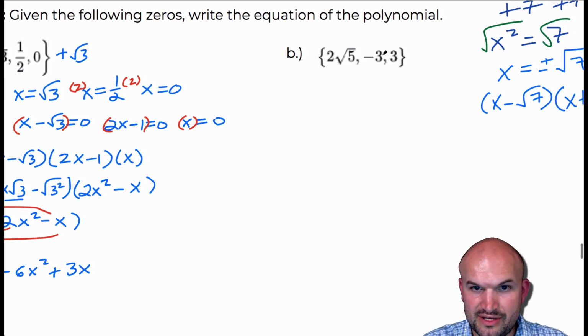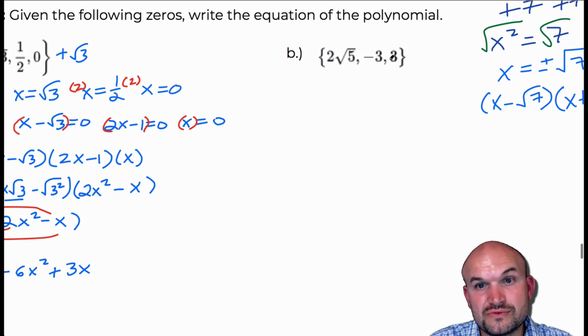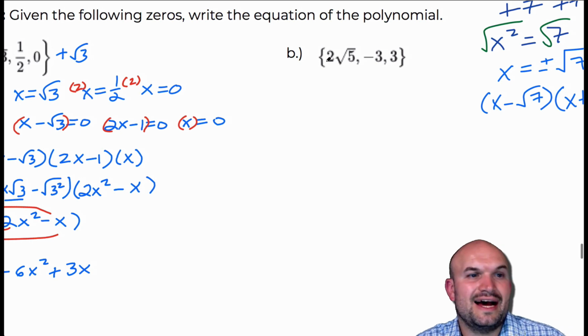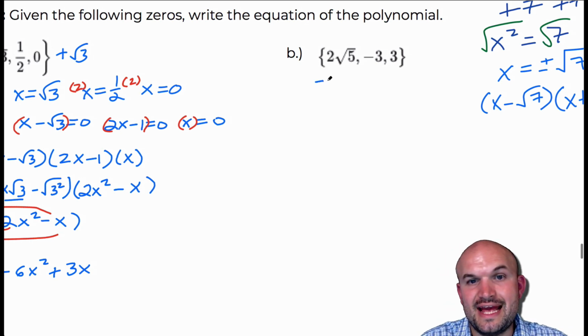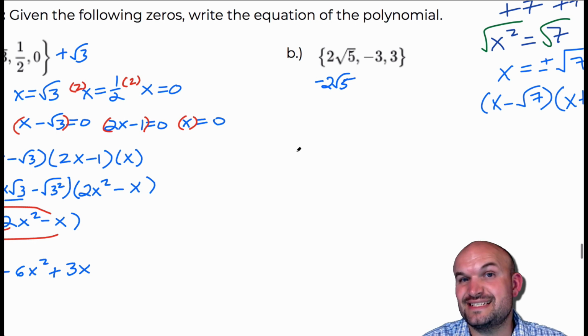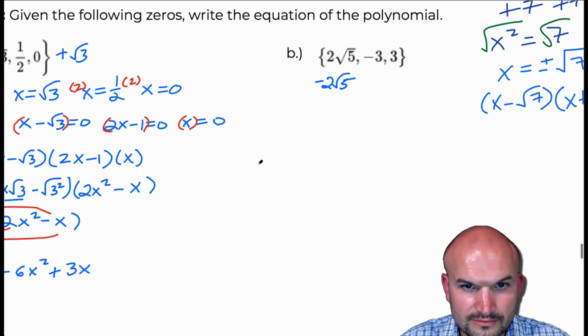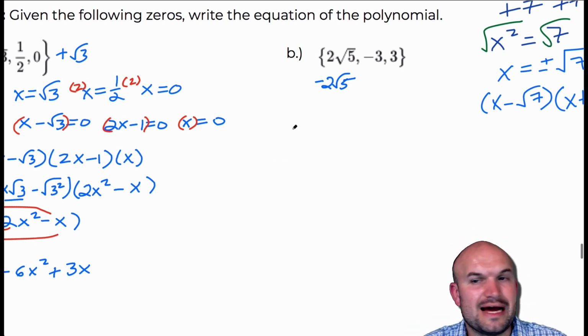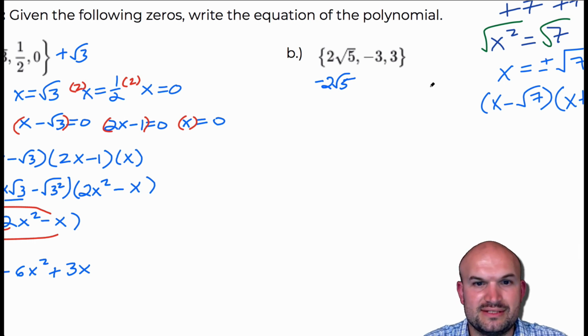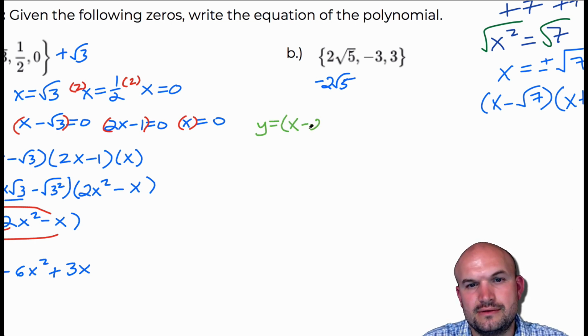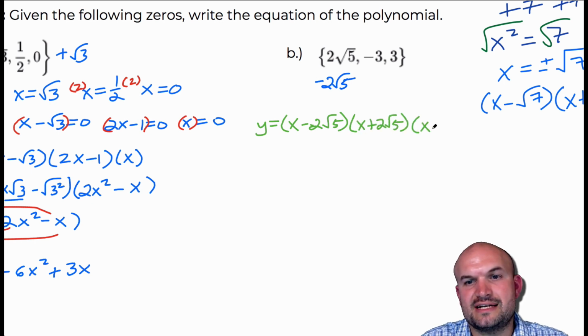All right, so now let's work through this again in another set. Here you can see that we have negative square root of 3 and positive square root of 3. So again, another difference of two squares. I have positive 2 square root of 5, so guess what? Negative 2 square root of 5 needs to exist as well. So rather than writing these all as zeros, I'm just going to go right into the factored form of this. I'm going to say this polynomial is going to be written as y equals x minus 2 square root of 5 times x plus 2 square root of 5 times x minus 3 times x plus 3.